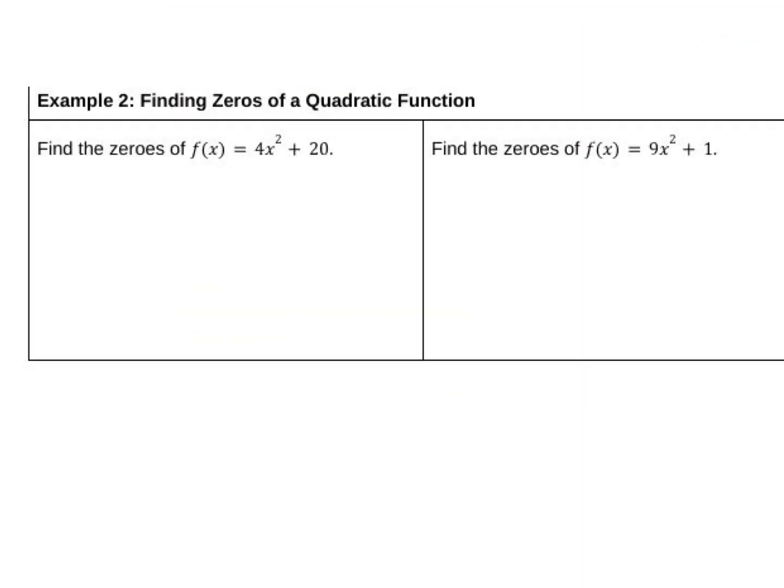Next one. Okay, so now it says find the zeros. What does it mean when you find the zeros? What are we supposed to do? Heck yeah, we're going to set it equal to 0 and then solve. That's all it means to do. It's just making you do the extra step of setting it equal to 0.